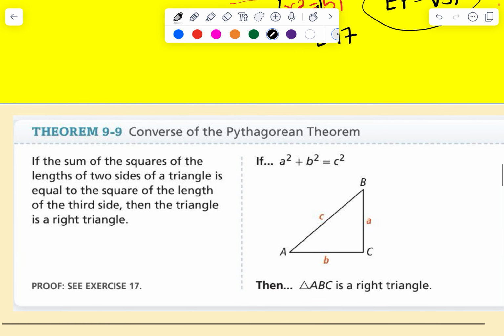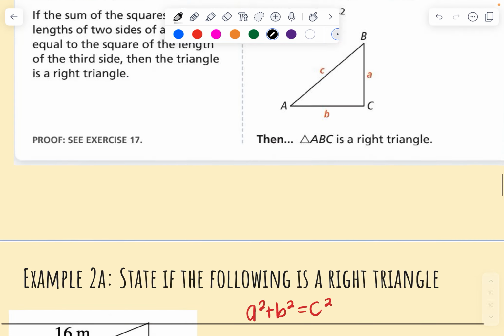The converse, which kind of means opposite, of the Pythagorean theorem is: if a squared plus b squared equals c squared, then the triangle is a right triangle. So we're not really solving for a side here. We're just plugging numbers into our Pythagorean theorem to see if we get a true statement.